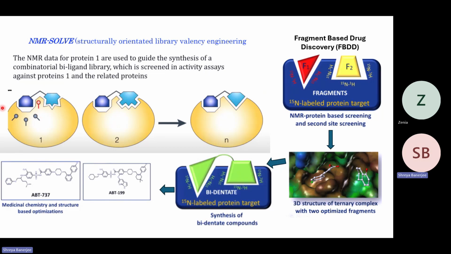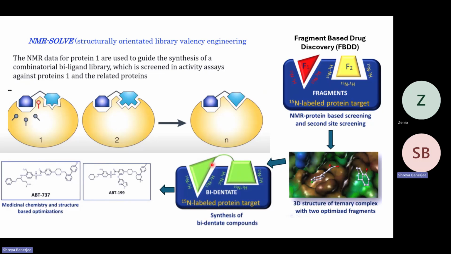So we are getting NMR data of protein 1 using these probes, and we can use this to guide the synthesis of a combinatorial bi-ligand, meaning two ligands linked up with each other, and they can be screened not only against this protein but against the entire family of proteins. So this kind of method is called fragment-based drug discovery, because we are discovering two separate fragments that are binding with two different sites, and then we are linking them. And how are we finding out? It can be 1H, 15N HSQC from the chemical shifts. So then the protein will need to be 15N labeled.